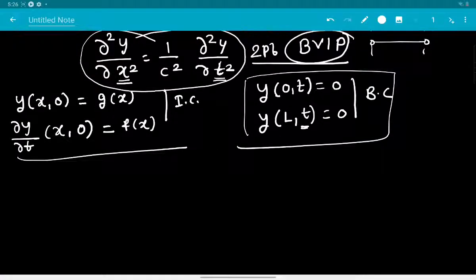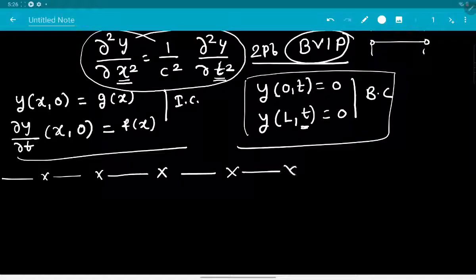And now we want to see how we can solve this problem. One of the very simplest ways that people follow, and that I am going to talk about, is called the variable separable form. For certain boundary and initial conditions you can carry out this activity. And what that variable separable form is, we are going to see.